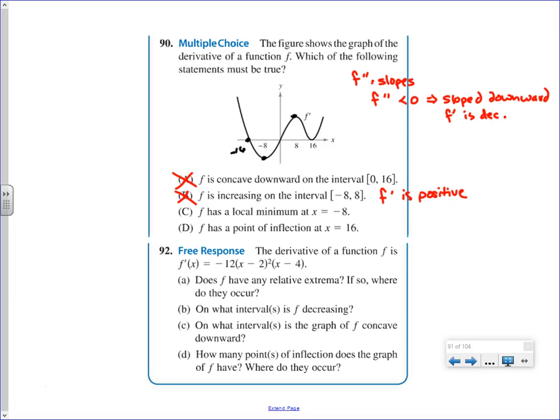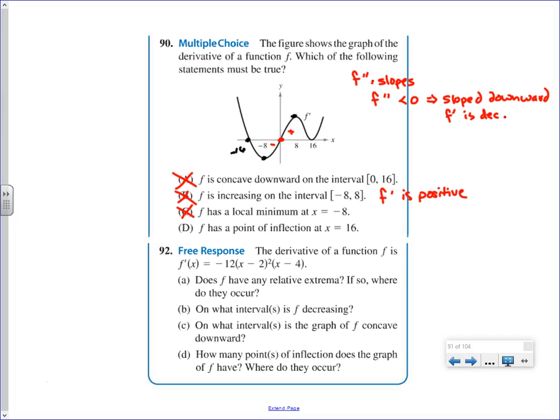F has a local minimum at negative 8. What are they trying to trick you with in all of these? They're saying, look at F prime's minimum. F prime has a minimum at negative 8, but does F? What does it take to have a minimum of F? F prime has to change from negative to positive. 0 is a minimum, not negative 8.